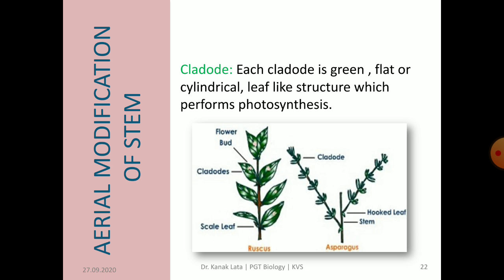Next aerial modification is cladode. Cladode is green, flat or cylindrical leaf-like structure that perform the process of photosynthesis. It is seen in Ruscus and Asparagus. So this is all about today's session.